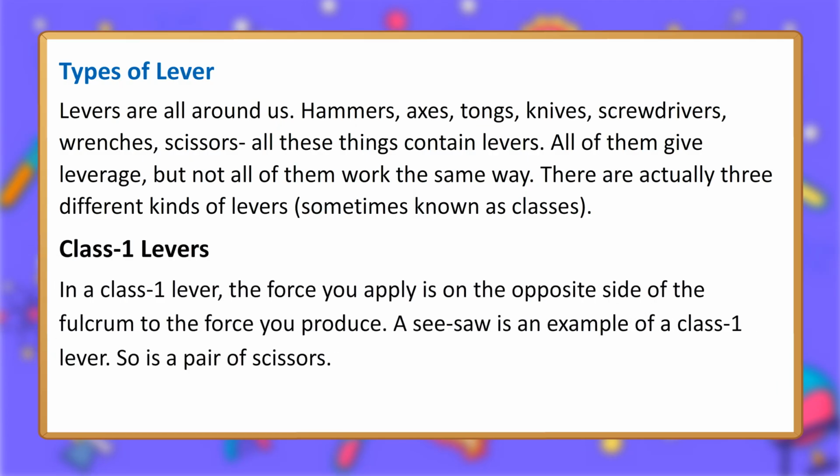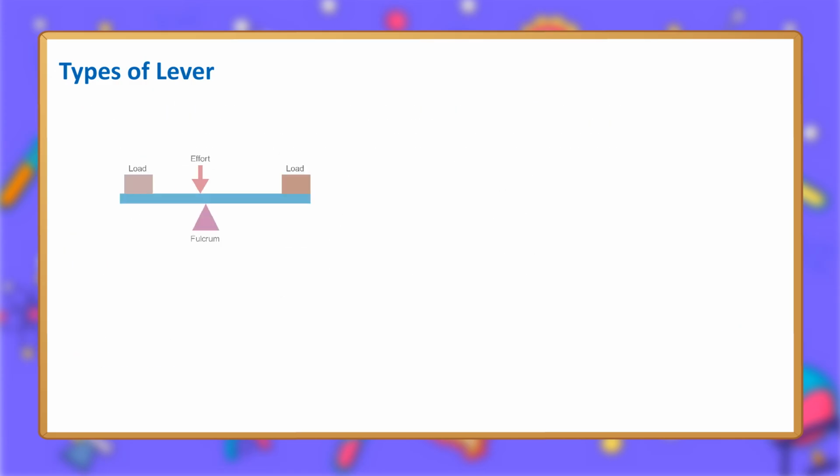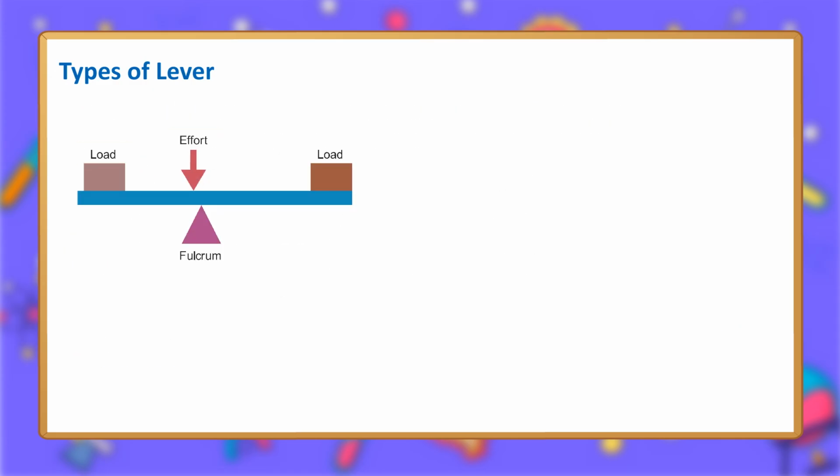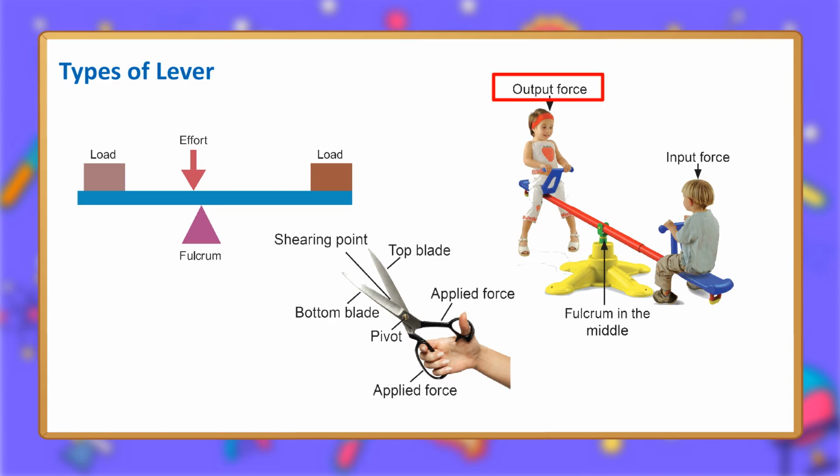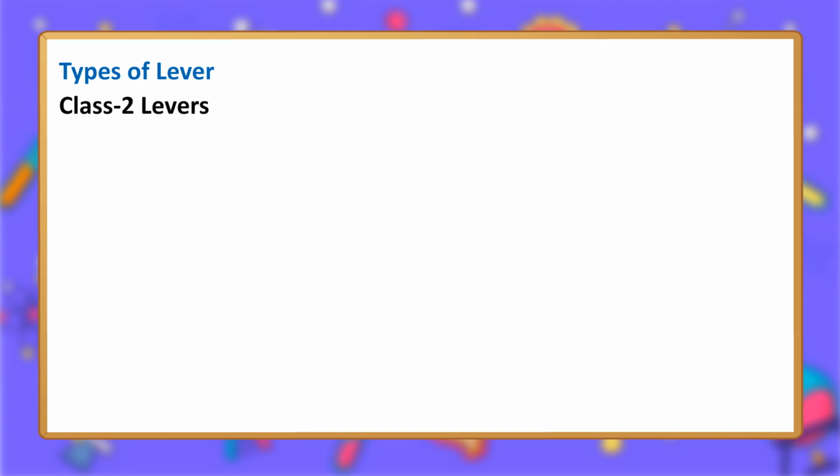Class 1 levers. In a Class 1 lever, the force you apply is on the opposite side of the fulcrum to the force you produce. A seesaw is an example of a Class 1 lever. So is a pair of scissors, with the fulcrum in the middle.